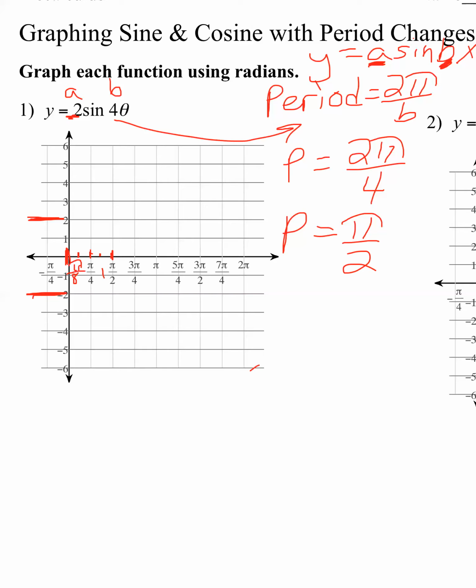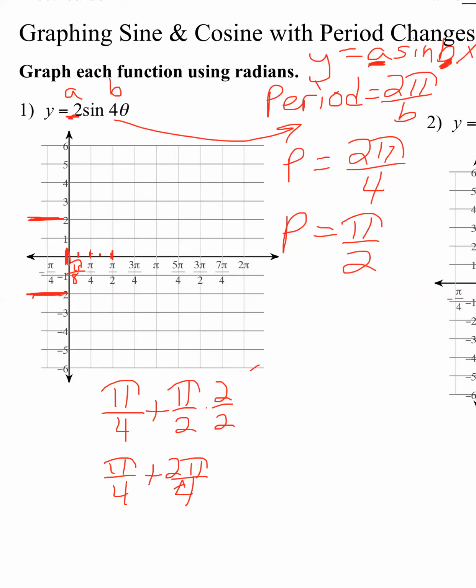And then I need halfway in between pi over 4 and pi over 2. If you remember, in the last video, we added them together. In order to add them, I need common denominators. So I'm really adding pi over 4 plus 2 pi over 4. That gets me 3 pi over 4. There's me adding them together, and then I need to take half of that. So that would be 3 pi over 8. Okay, so that's this point right here.